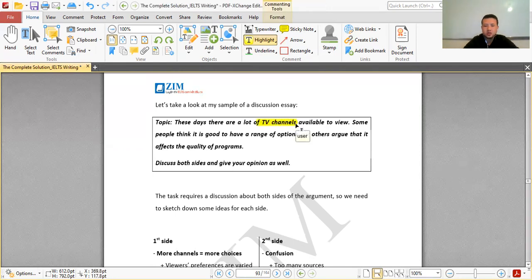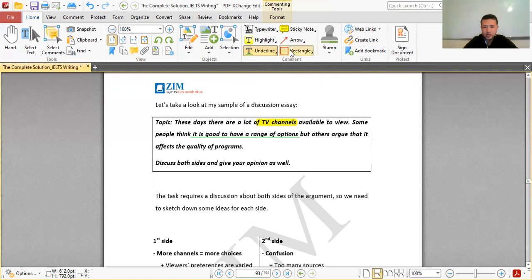So it means you have to discuss and explain TV channels throughout the essay. It is the topic idea, but here there are two kinds of argument, guys. The first argument is here: it is a good idea to have a range of options. It means it is very good to have different kinds of TV channels to view. It is the first argument.